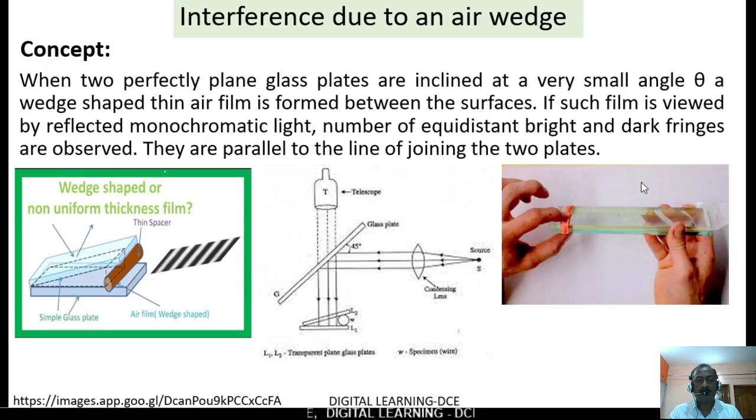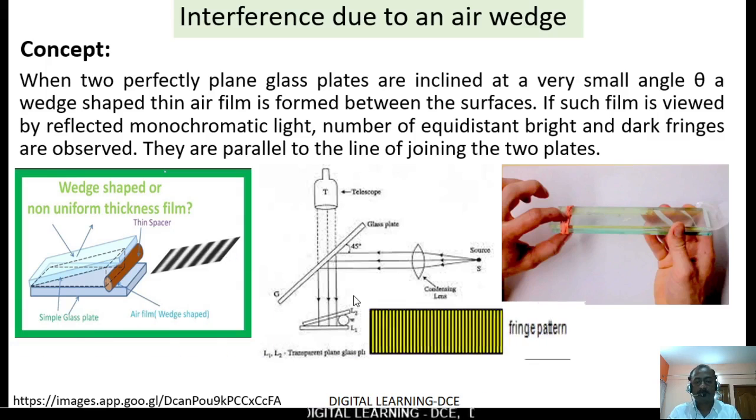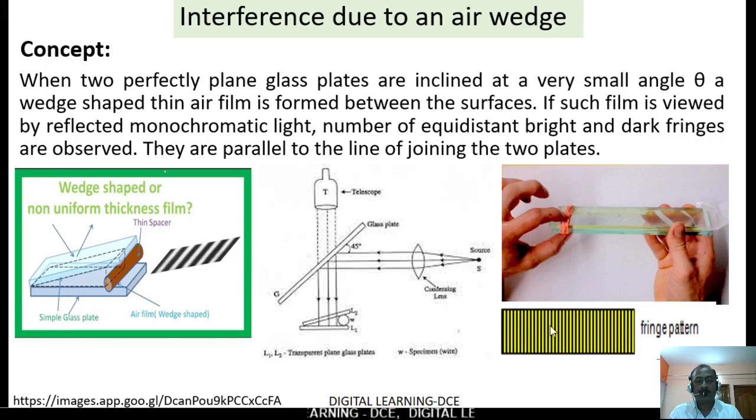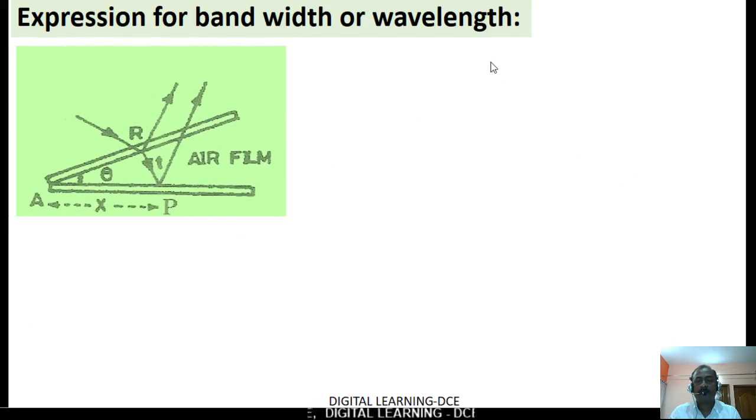This is the actual glass plates. Here we kept the thin paper between the two glass plates. We can get the fringe pattern like this. Here with monochromatic light, yellow, dark, yellow, dark, yellow, dark. The fringe pattern is obtained like this. Let us see the expression for bandwidth or expression for wavelength.